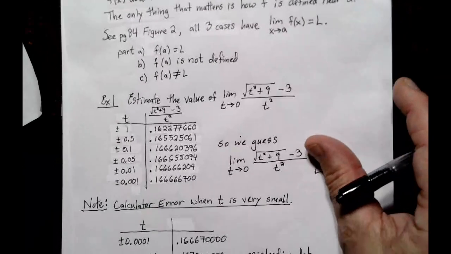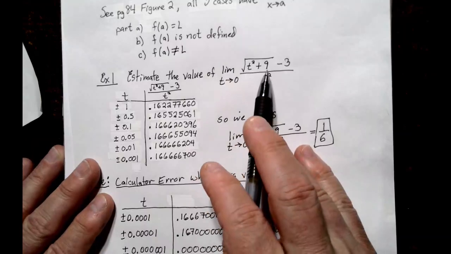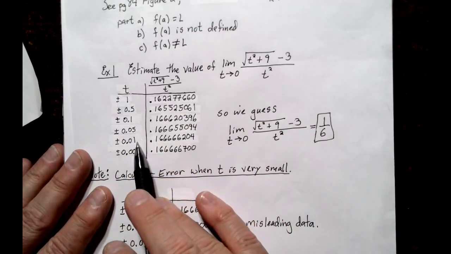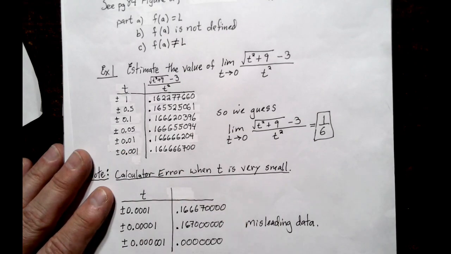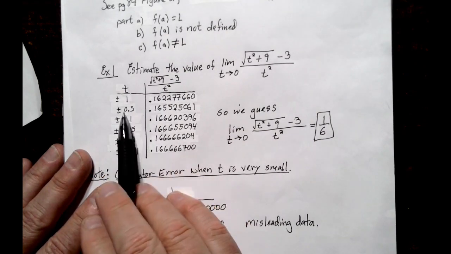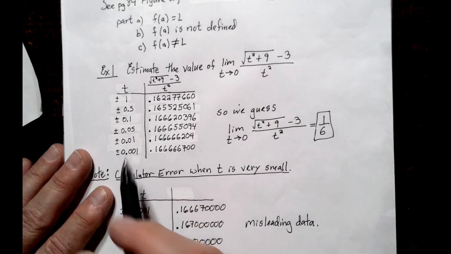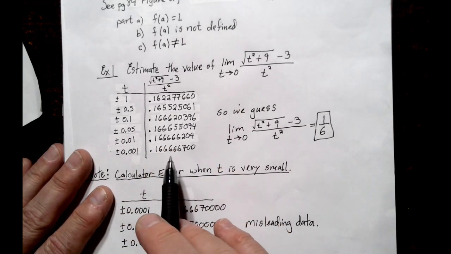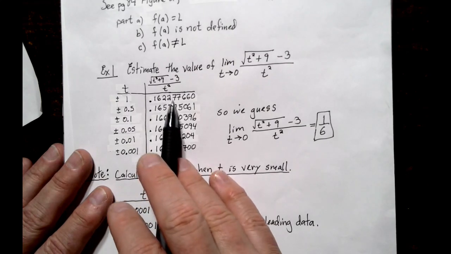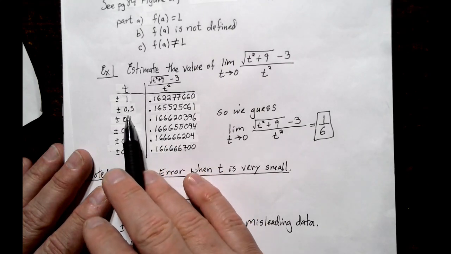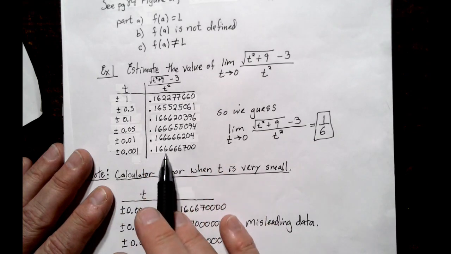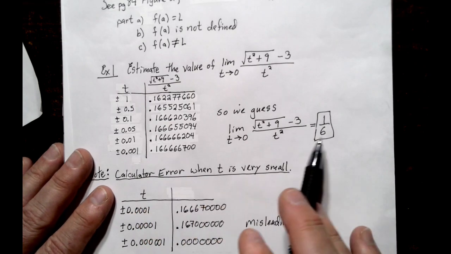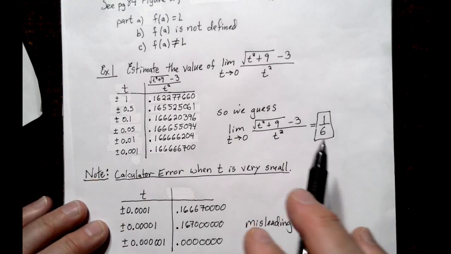So if we look at example 1, they give you this function here, and you plug in these values as you get closer and closer to 0, plus and minus for each one of these. And you can do it that way because this function is t squared, so whether it's positive or negative, when you square it, it becomes positive again. So you're going to get the same y coordinate for all of these. Okay, and then what you see here is as t gets smaller and smaller and closer to 0, this guy is closer and closer to 0.1666666 with a whole bunch of sixes, which turns out to be the fraction 1/6. And that's what our guess is.